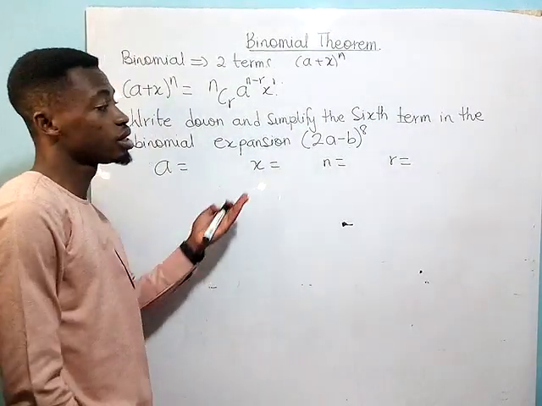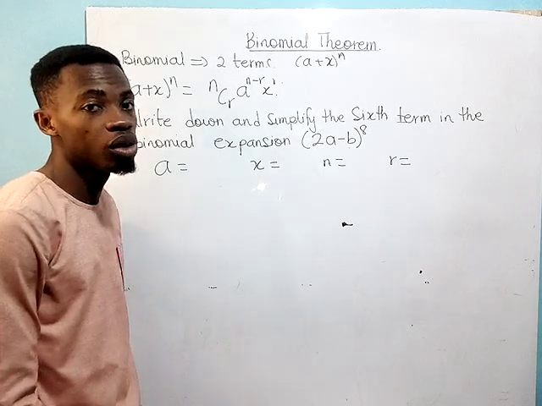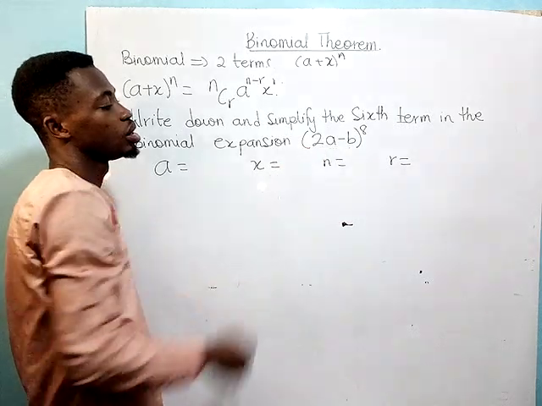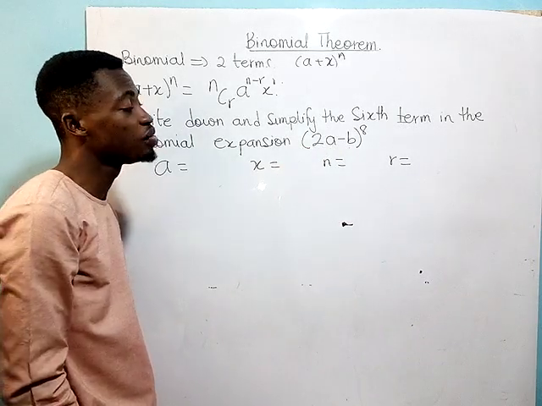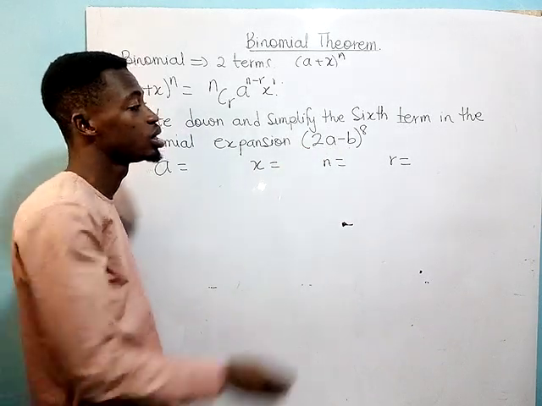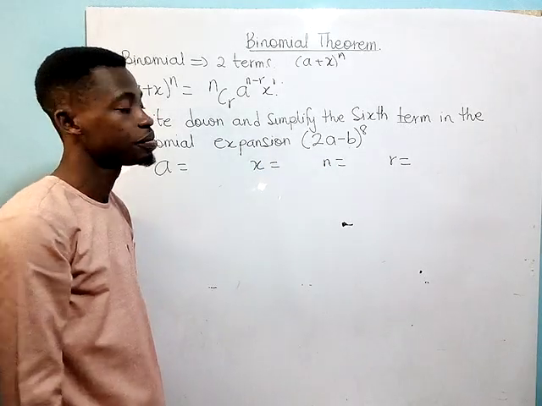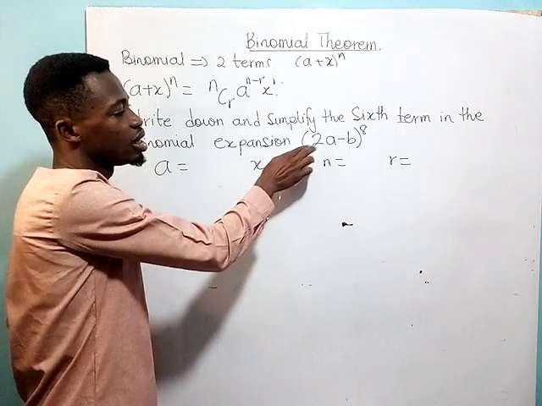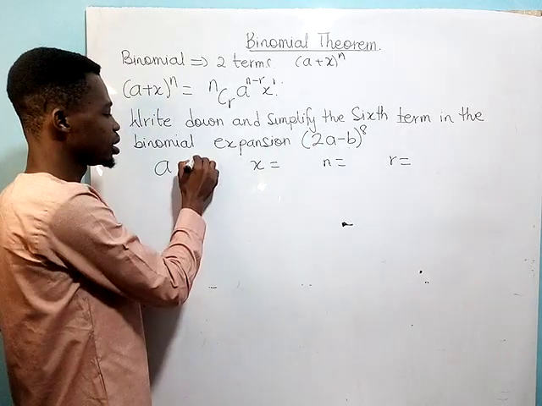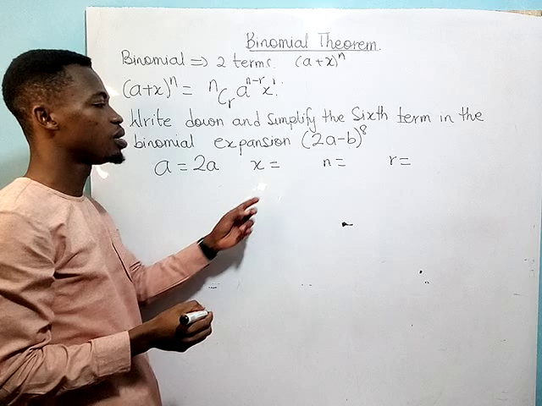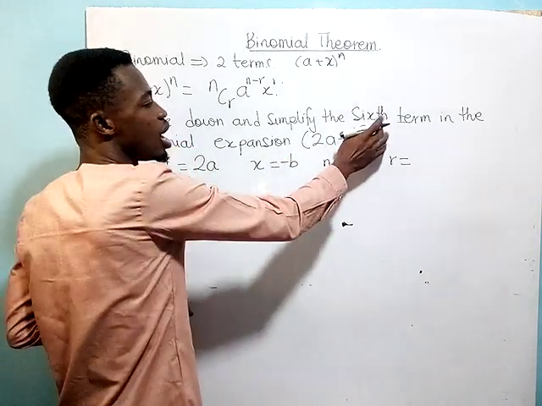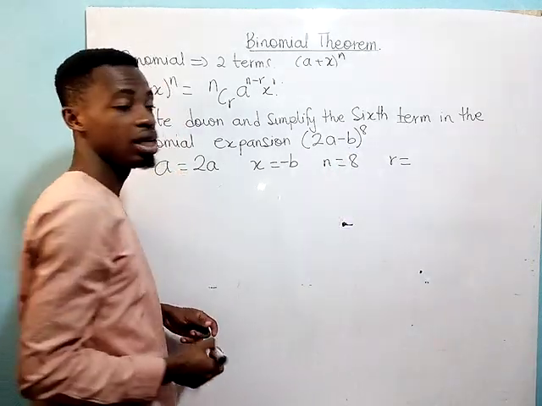Okay, so we continue. We have another question on the board. We are being asked to find the sixth term in the binomial expansion, where we have (2a - b) to the power 8. Now, we need to find our a. Our a here is 2a. Now, our x is -b. Our n is 8.